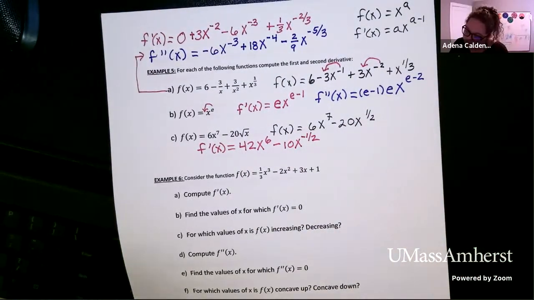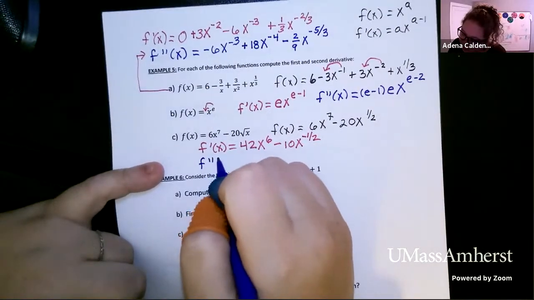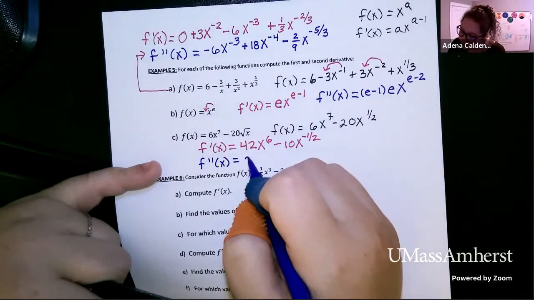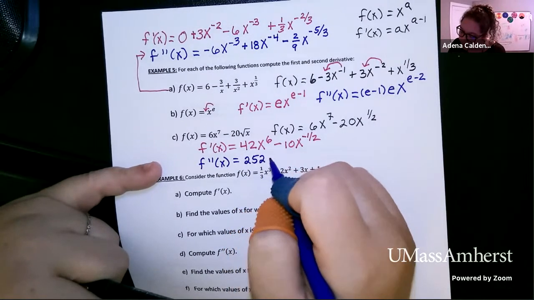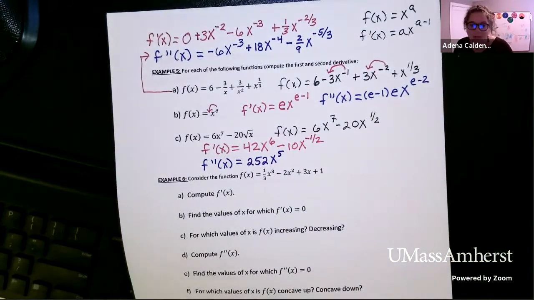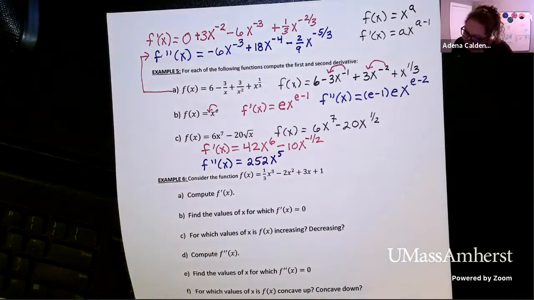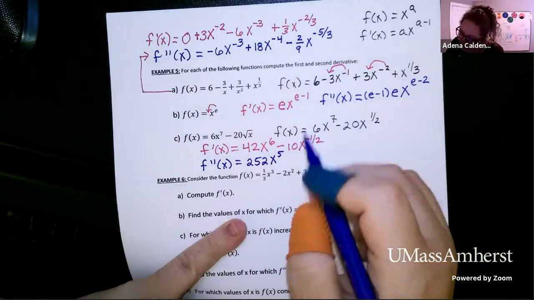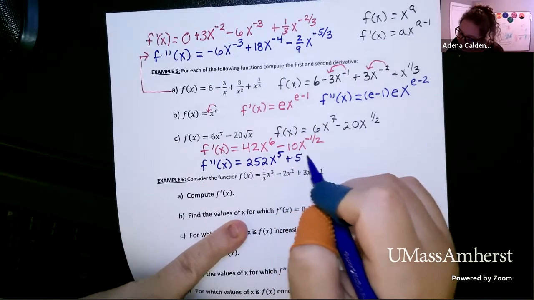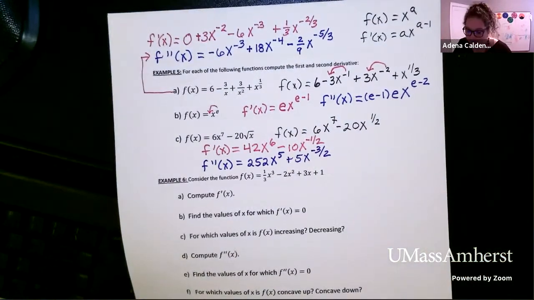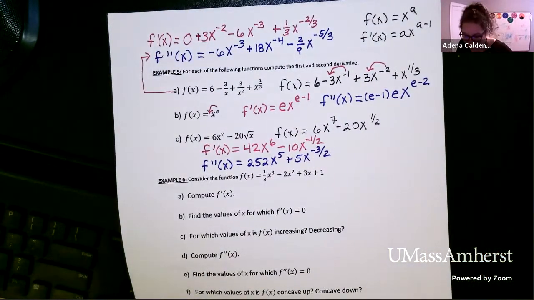Okay. And then if we want to do the second derivative, we apply the power rule again. So we do 6 times 42. That's going to give you 252, and then we subtract 1 from the power. You can certainly do that on your calculator. I did 42 times 6. And then here, when the negative half comes down, it cancels out the minus. So I get plus 5x to the negative 3 halves. Okay. So finding second derivatives just means applying the power rule again.